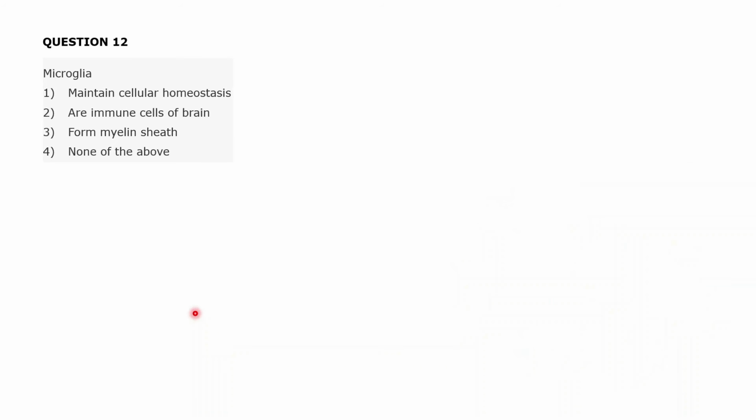Coming on to the next question, question number 12. Microglia: option 1, maintains cellular homeostasis; option 2, are immune cells of the brain; option 3, form myelin sheath; or none of the above. Which might be the answer? Yeah, so the answer to this question is option B, are immune cells of the brain.